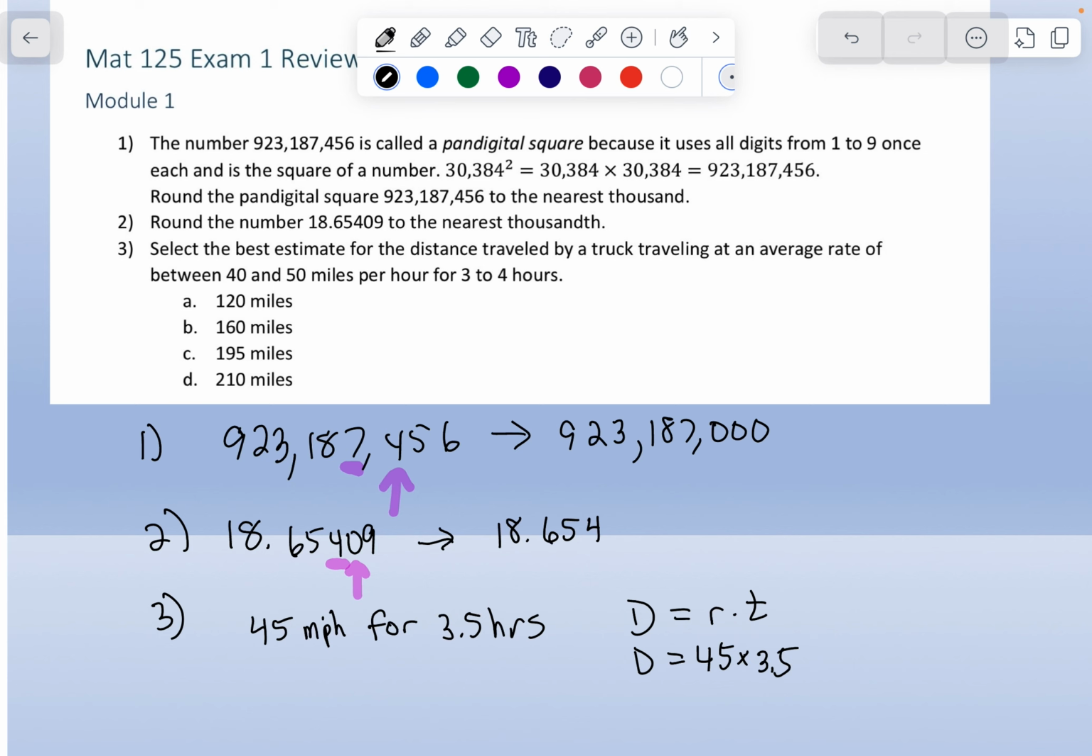And then if we do 45 times 3.5, we get 157.5 miles. Now, which one of those is closest to that? Well, the one that's closest to that is this 1B. 120 is a lot less than 157.5, and 210 is a lot more than. I look for the one closest to it, 157.5.